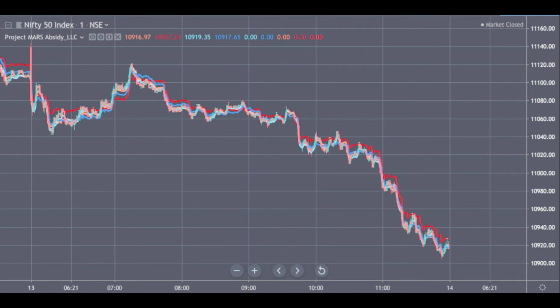Next, I know we have a lot of interest from day stock traders that are looking for a reliable trend following system. Here is the Nifty 50 index on the 1-minute charts, and I'd like to show you how well Project Mars performed on the Nifty 50 index on one trading day, August 13th of 2019.